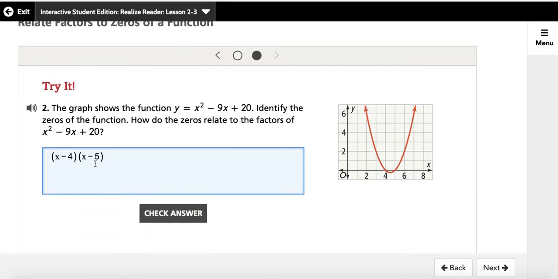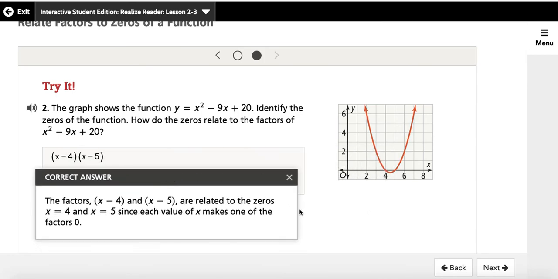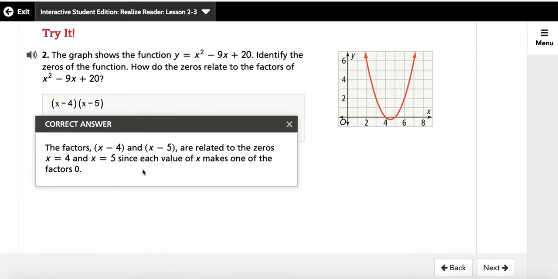Negative 4 times negative 5 is 20. Negative 4 plus negative 5 is negative 9. So how do the zeros relate? The zeros are at 4 and 5, and that's where it is on the graph. Let's see what they wrote. The factors, x minus 4 and x minus 5, are related to the zeros, since the zeros. Yeah, it's the same thing as what they had before.